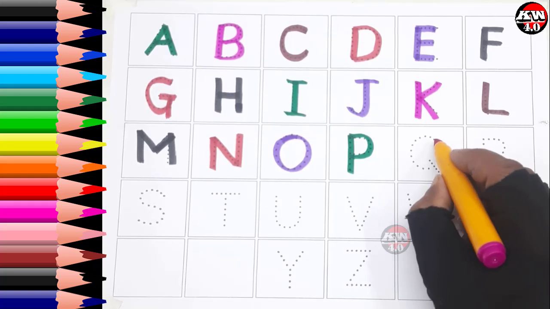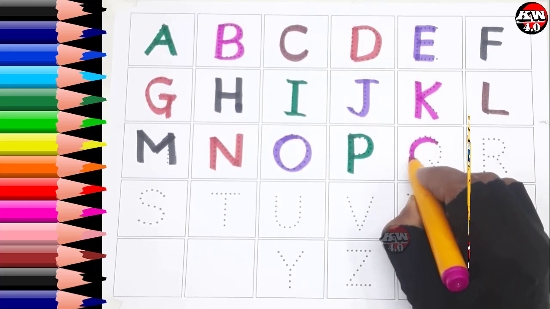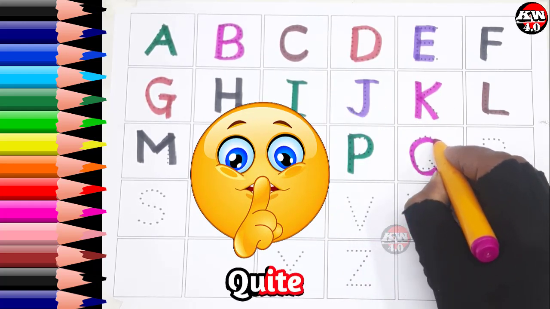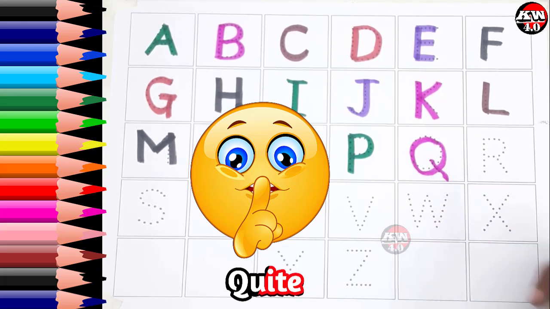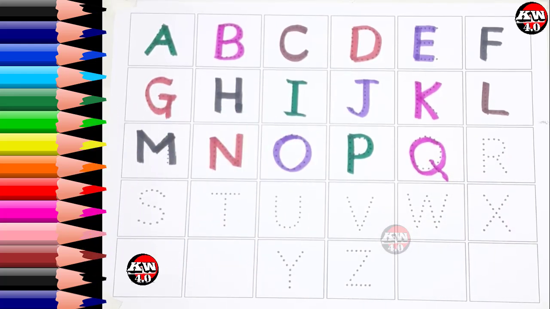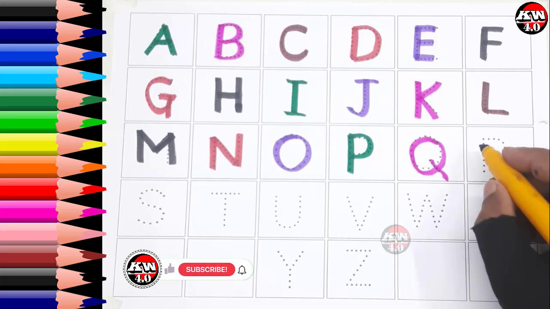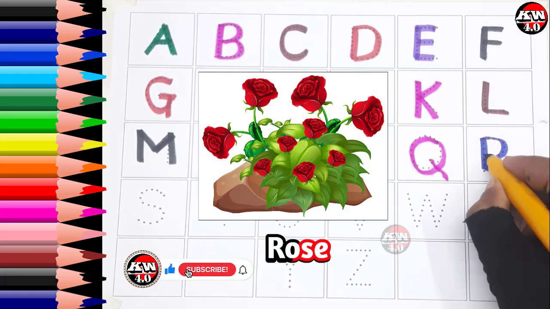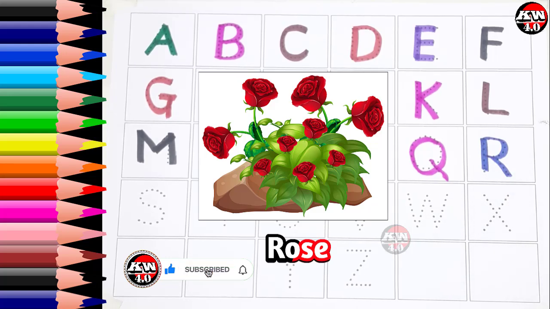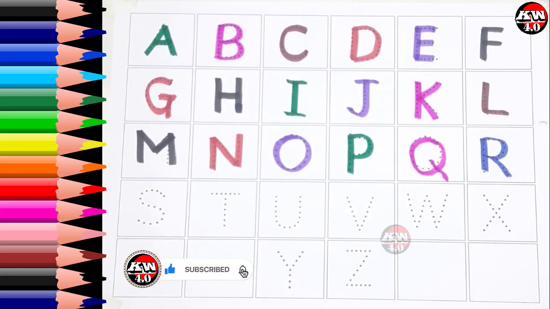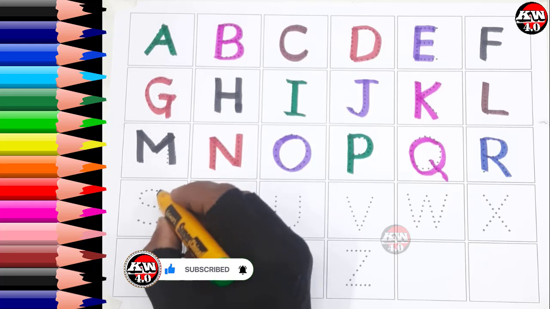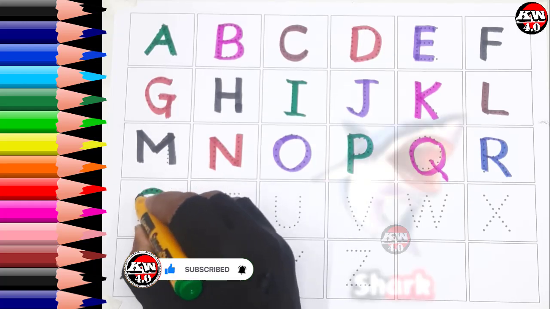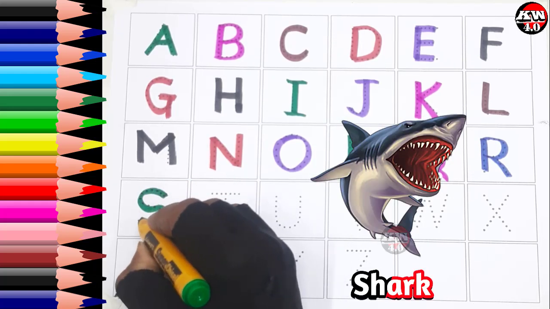Pink color. Q for quilt, Q for quilt. Blue color. R for rose, R for rose. Green color. S for shark, S for shark.